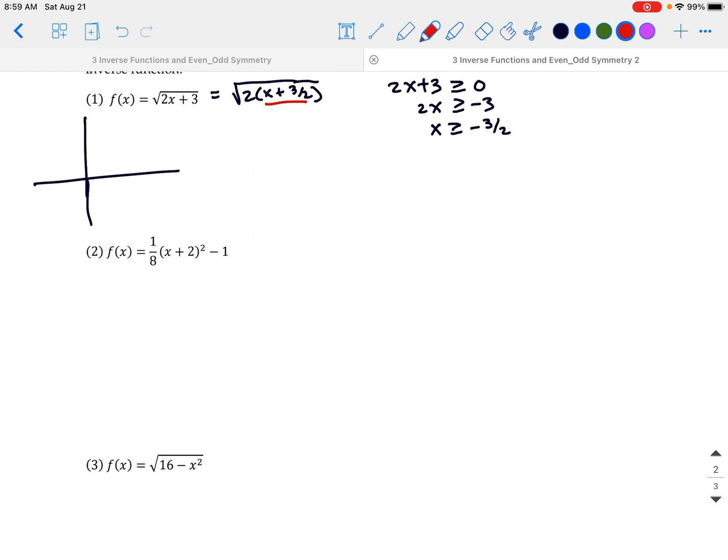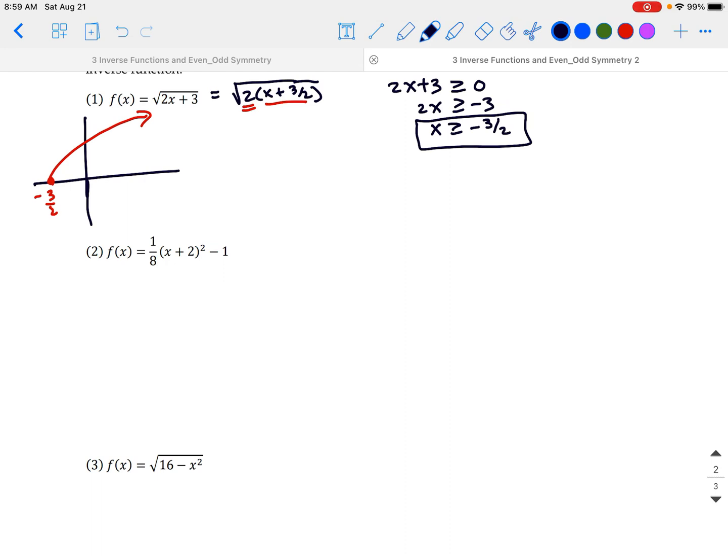But transformationally, we can see we are shifted left 1.5 units and then vertically stretched. So we can vertically stretch the graph and then shift it. So what we'll end up with is at negative 3/2, we're going to get this taller square root function. And we'll note the domain of that function obviously is x greater than or equal to negative 3 over 2.